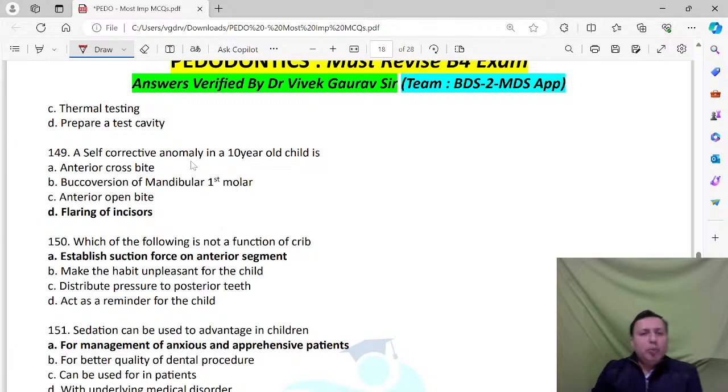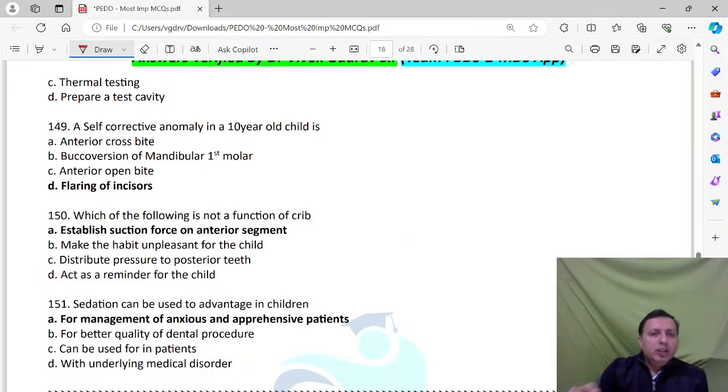A self-correcting anomaly in a 10-year-old child is, so we have discussed the development of occlusion, and the list of self-correcting anomalies in the pre-dentate, primary dentition, mixed dentition and permanent dentition. When they are talking about a 10-year-old child, that means something related to a self-correcting anomaly in the mixed dentition. So anterior crossbite, bucco version of mandibular first molar, or anterior open bite are not the self-correcting anomalies that you will see in a 10-year-old child.